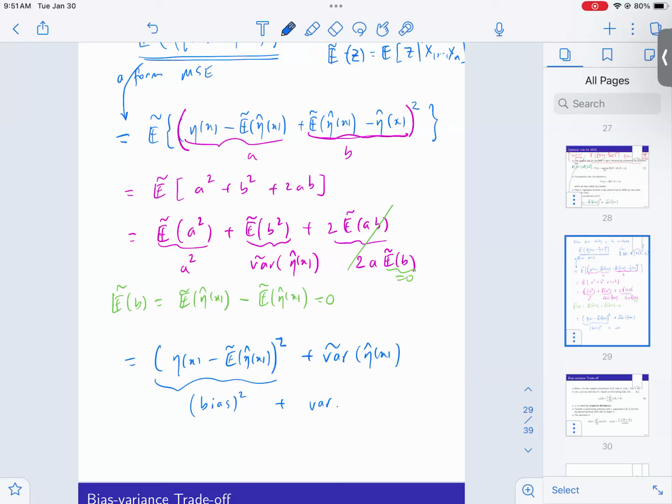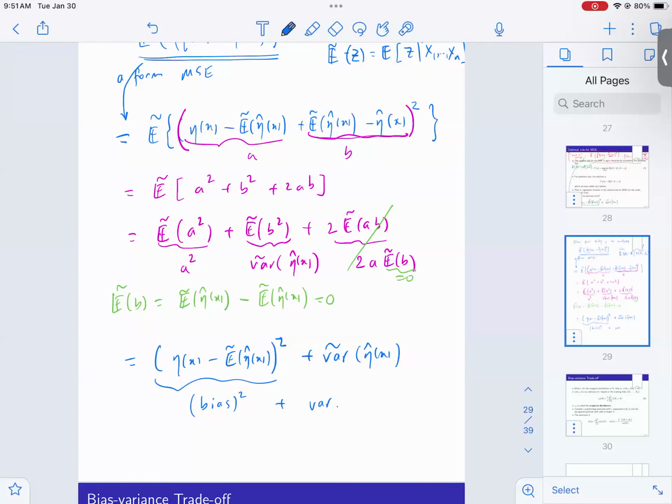Any questions about this? Has anyone seen bias variance decompositions? How many people have seen bias variance? Okay, a couple of people. So this is an example of it. Anytime you have some error squared in the expectation, you can do this trick. And usually the constant goes away with this.